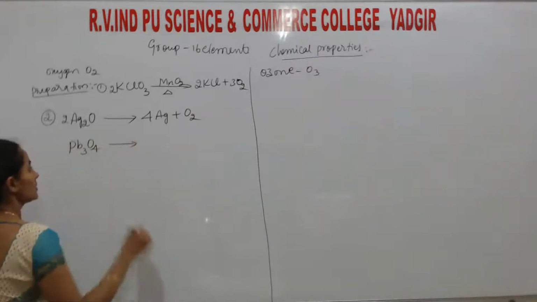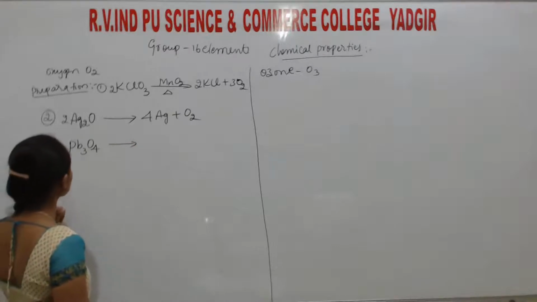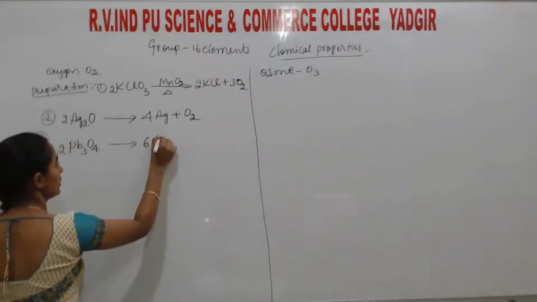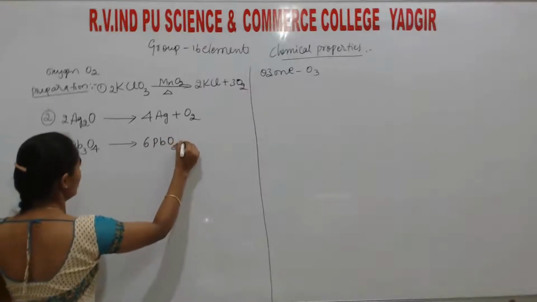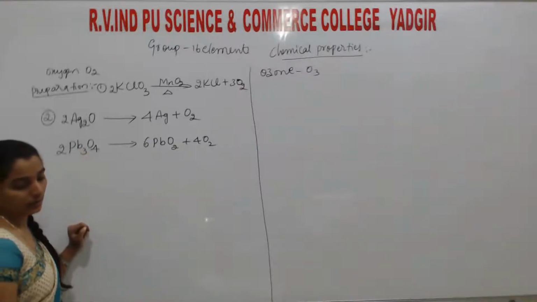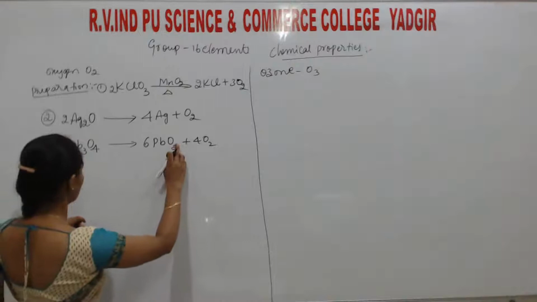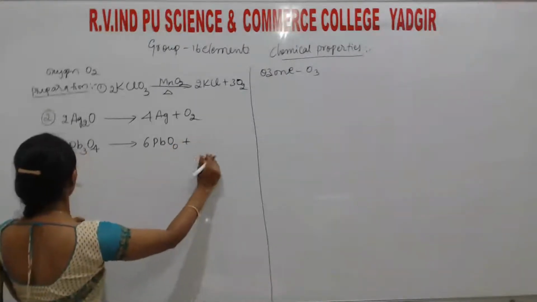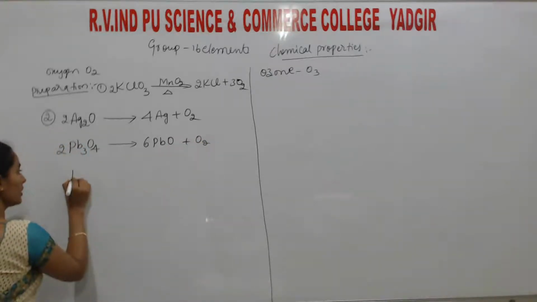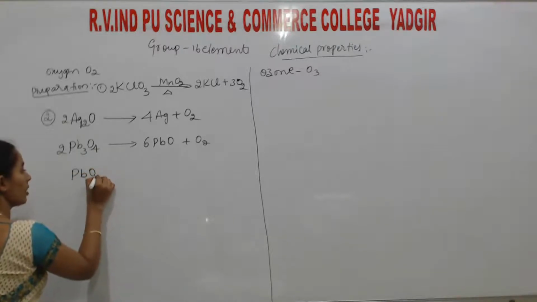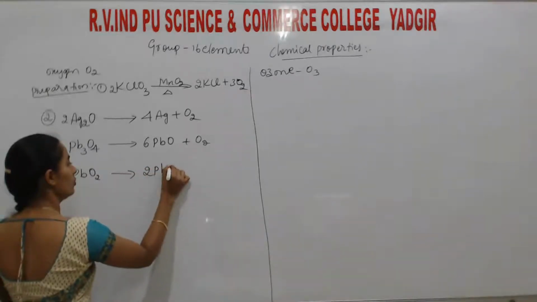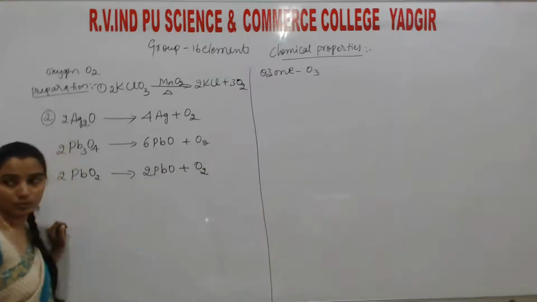Next, Pb3O4 type compounds give 6PbO plus O2. The next one is a PbO2 type compound, which gives 2PbO plus O2.